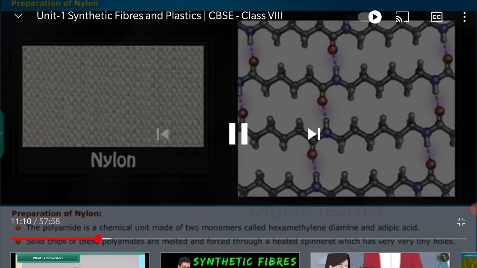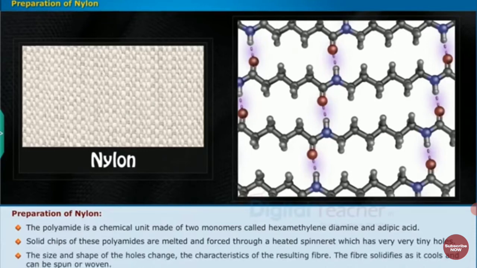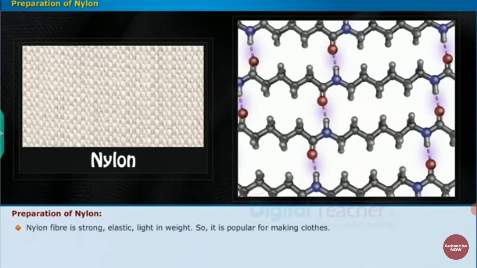The materials are melted and forced through a heated spinneret, which has very tiny holes. The size and shape of the holes change the characteristics of the resulting fiber. The fiber solidifies as it cools and can be spun or woven. Nylon fiber is strong, elastic, and light in weight, so it is popular for making clothes.